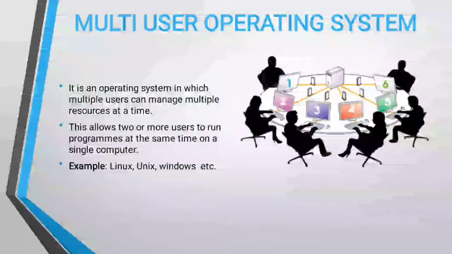Next is multi-user operating system. It is an operating system in which multiple users can manage multiple resources at a time. Many users can access same CPU. This allows two or more users to run programs at the same time on a single computer. Linux, Unix, Windows, etc. are multi-user operating system.